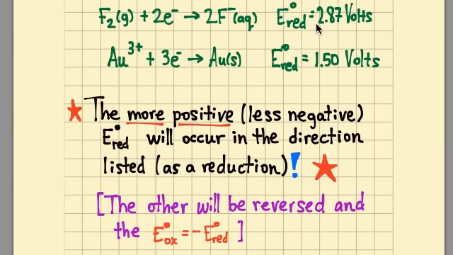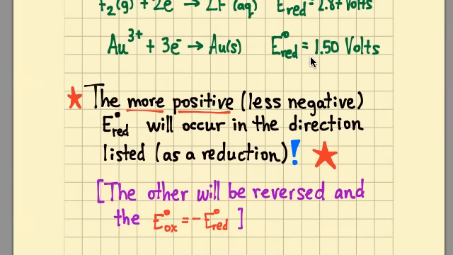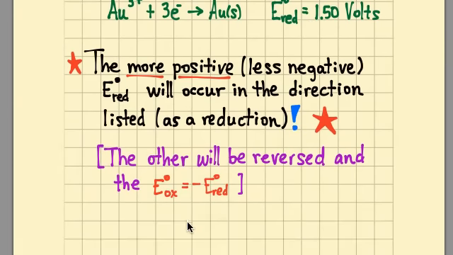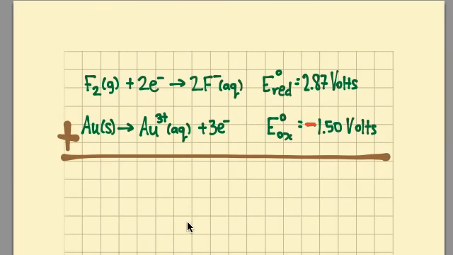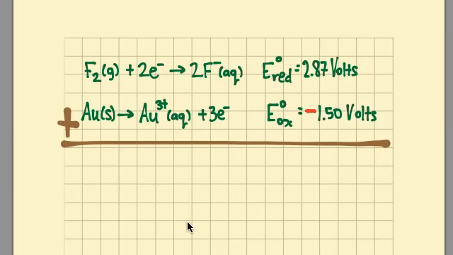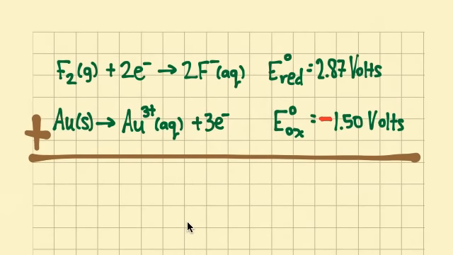The more positive one is the one that happens, and the one that's less positive or more negative ends up getting flipped backwards. And if I flip this backwards, guess what happens to the positive 1.5 volts? Changes to negative 1.5 volts. So this might contradict a little bit of the way your text might tell you to do it, but I don't read the text much. I do it the way I do it, and whatever works, because I know this always works. So here's my fluorine reaction. I left it as it was written. I flipped this gold 3 plus idea backwards.